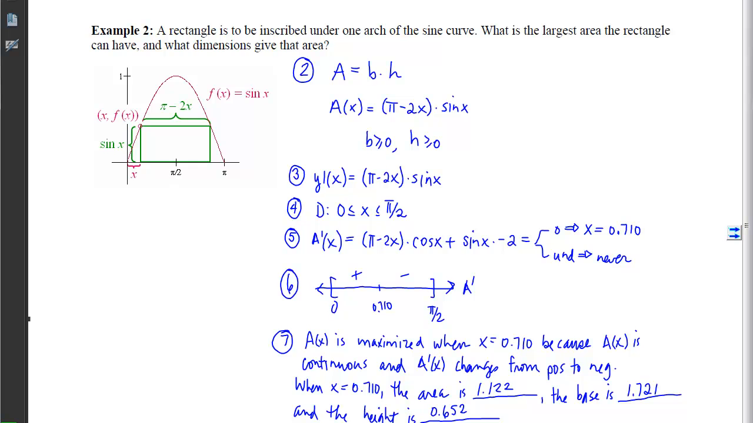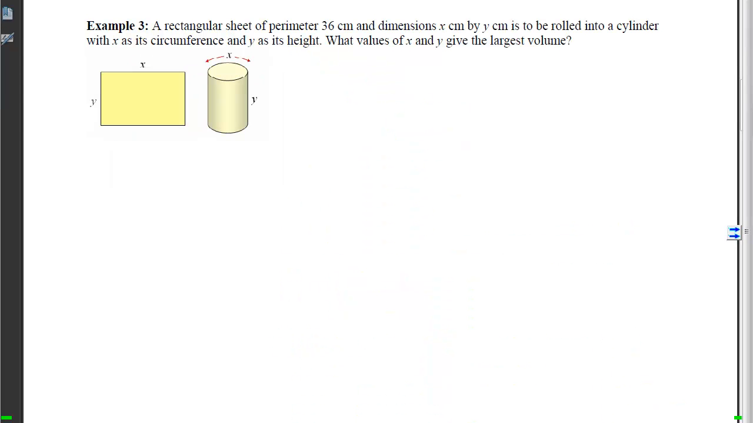And now we're done. With example 3, we're given a rectangular sheet that has a perimeter of 36 centimeters, and its dimensions are x centimeters wide and y centimeters high. And then I'm going to roll this paper up into a cylinder. The goal is to find the values of x and y that will maximize the volume of this cylinder. So we have read it completely. We understand what is given and what is wanted. So now we're ready to do step 2.